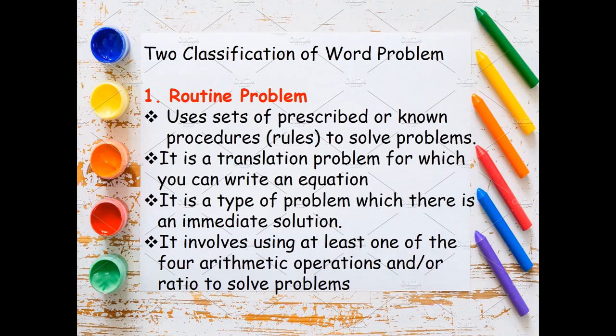There are two classifications of word problems. Routine problem uses sets of prescribed or known procedure rules to solve problems. It is a translation problem for which you can write an equation. It is a type of problem which has an immediate solution. It involves using at least one of the four arithmetic operations and/or ratio to solve problems.